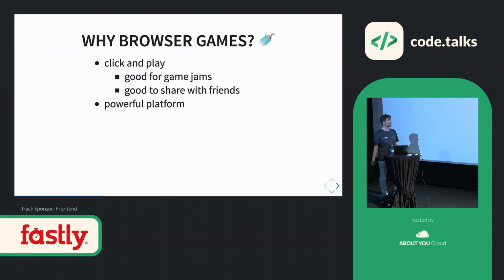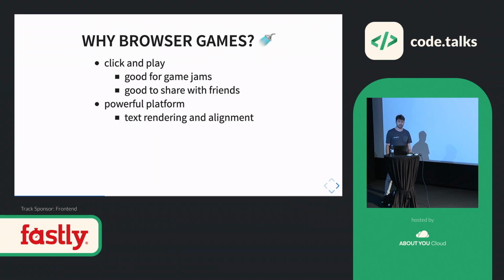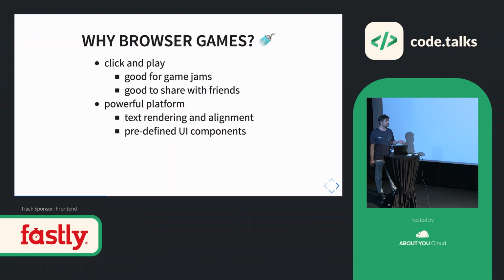Also, a browser is a powerful platform. It brings a lot of things out of the box, like text rendering and alignment. I didn't believe how complex that is when I started to try to get text wrapped in a C++ game engine. Wrapped properly, that is, in different languages, with the text over many lines, and yeah, I'm not going to dive into that. Also, it has predefined UI components. I mean, it has buttons, it has selects, it has headlines. You don't need to build them yourselves.